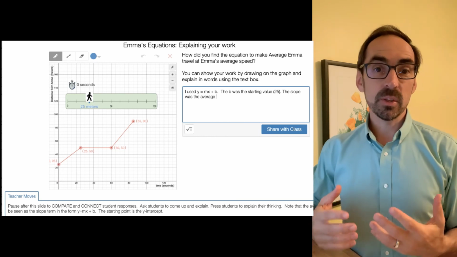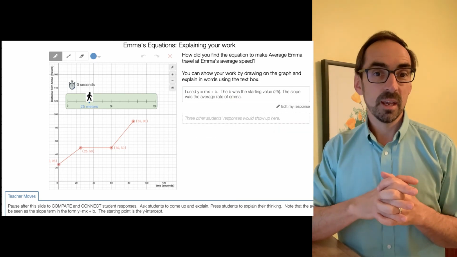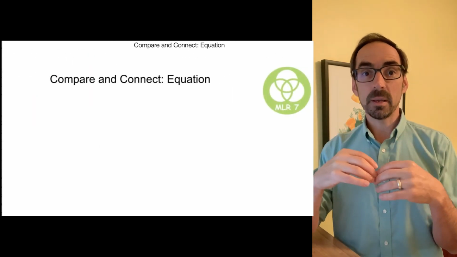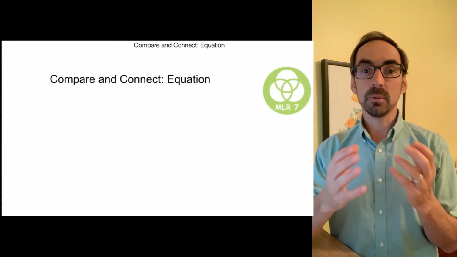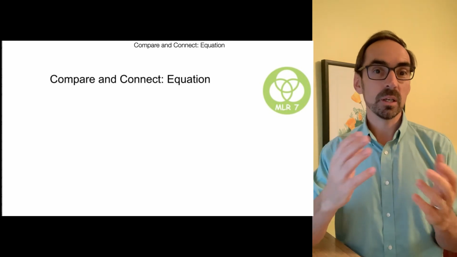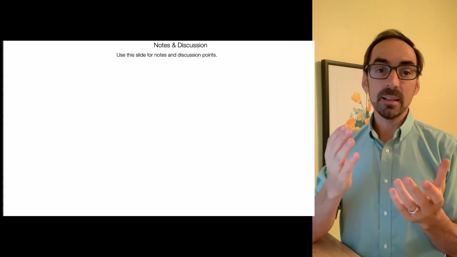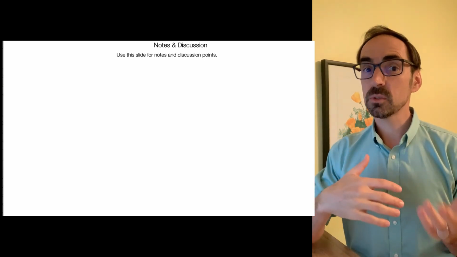Once again, on slide 13, there's an opportunity to compare and connect strategies and to formalize some of the ideas that the students have brought out. So by sequencing different ways that students wrote that equation, we might be able to come up with a different way of expressing the general equation that relates average Emma's distance and time. Finally, there's a blank slide at the end where you as the teacher can write some notes or some discussion.